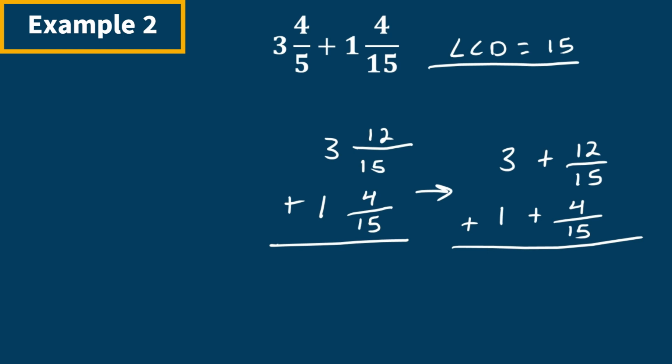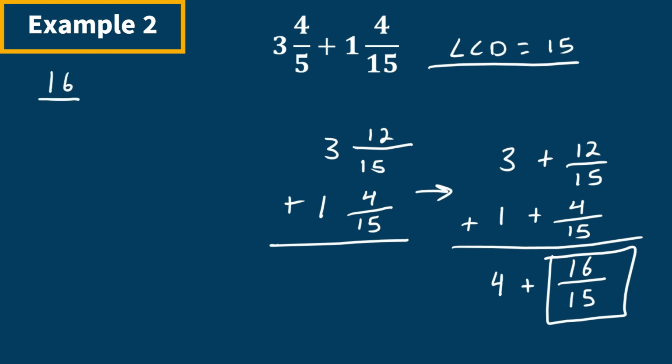Now what we do is we add the fractions together and then we add the whole numbers together. So looking at the fractions, 12 over 15 plus 4 over 15 is going to be 16 over 15. And then when we add the whole numbers together, 3 plus 1 is going to be 4. Now looking at our fraction here, this is still an improper fraction. So let's go ahead and simplify this a little bit. I'm going to show you that on the left corner.